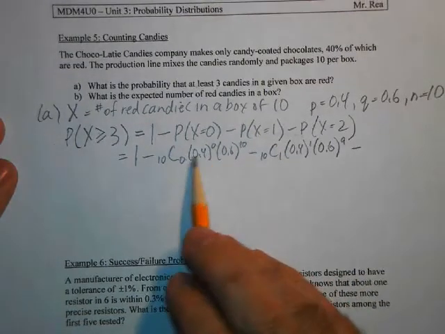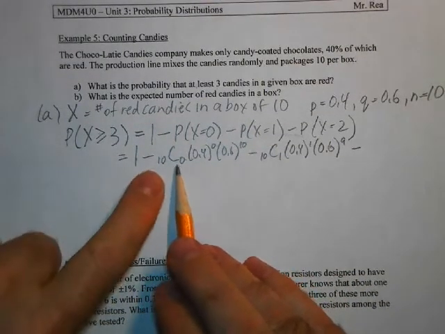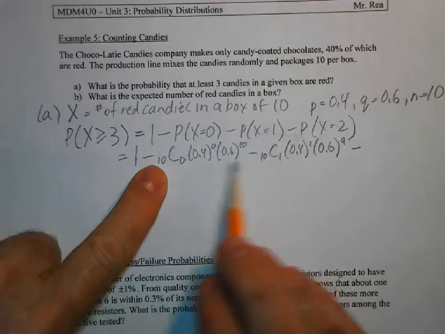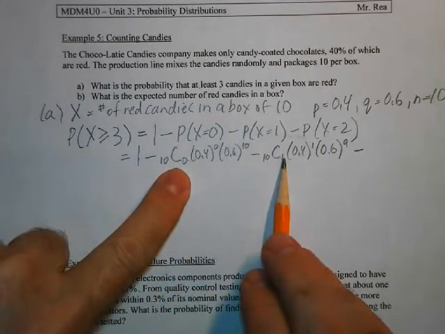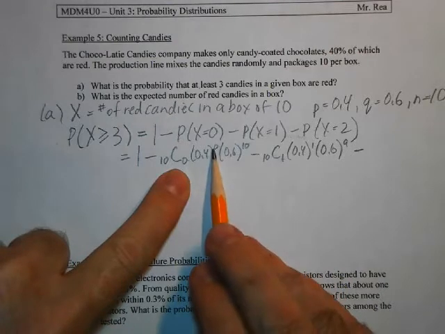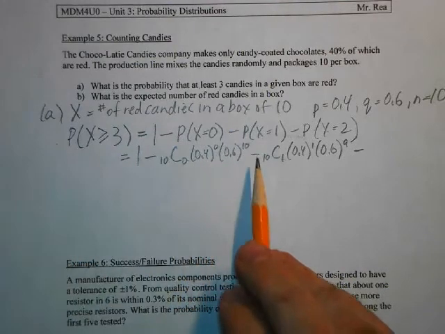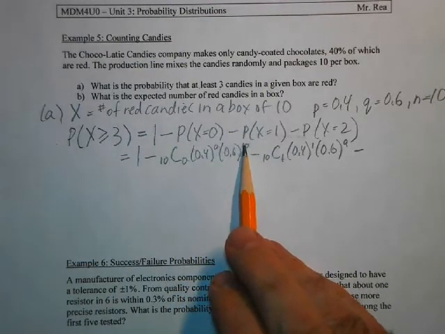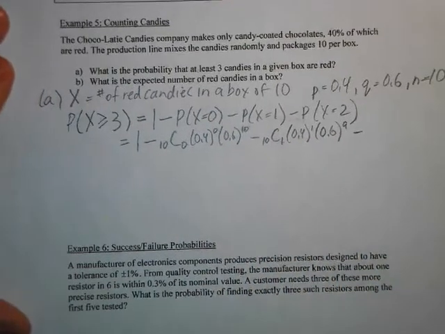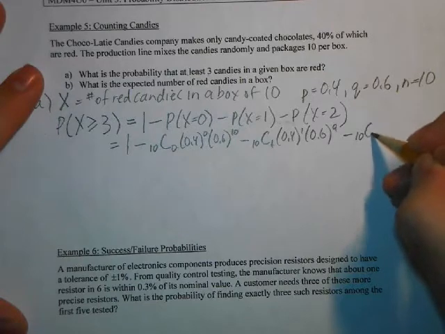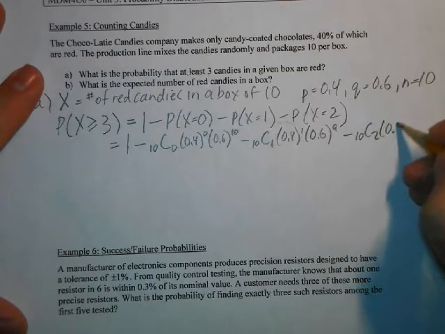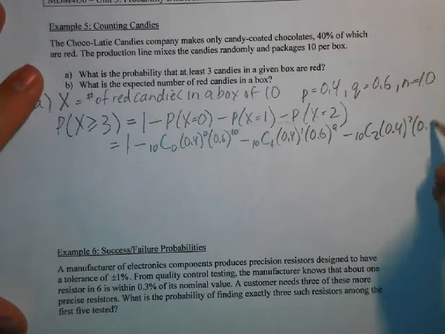And again, you see the pattern. This number for the combination will always be 10. This number, in this case, is going up, and it's always going to be the same as that exponent, and then this exponent will be decreasing because the other one is increasing. This will be 10 choose 2, 0.4 to the power 2, 0.6 to the power 8.